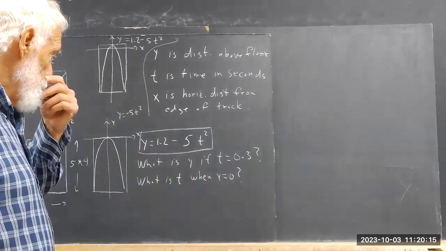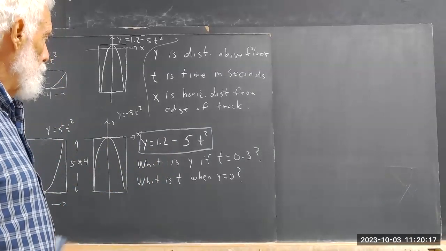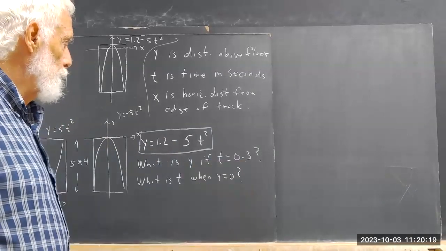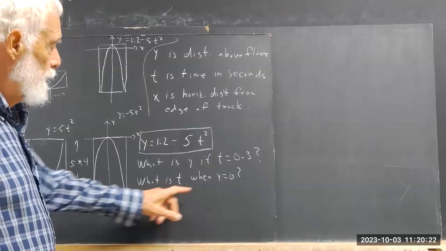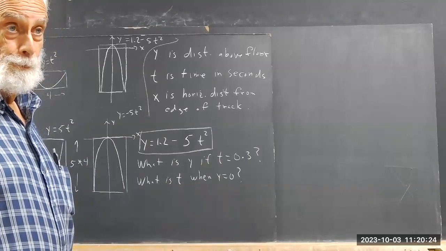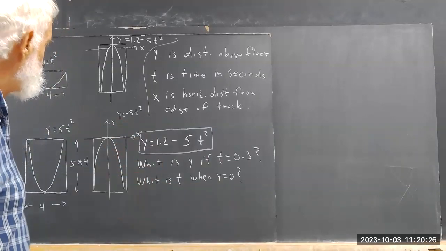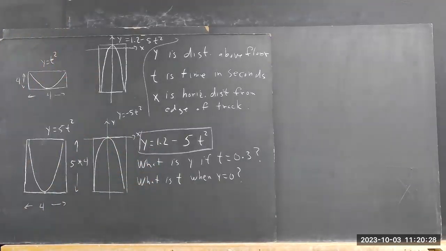So here we have it. So a couple of questions. What's y if t equals 0.3? And what is t when y equals 0? Now, I'm going to quickly explain this. It's using a method I use in my classes, but it doesn't apply to all classes.